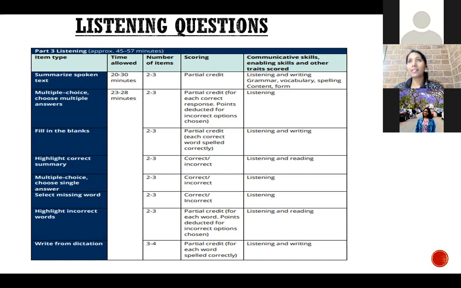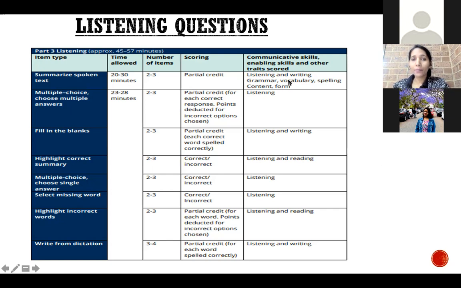Each summary carries 10 points, and it gives you points towards your writing as well. You're allotted 10 minutes per summary. You'll have about 2 or 3 of these summaries in your test. If you have 2 summaries, then the section is for 20 minutes. If there are 3 summaries, then the section is for 30 minutes. Any doubts? No. You remember this, right?